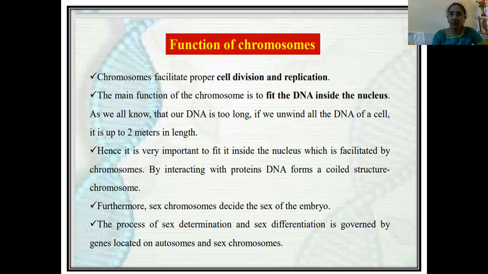What is the function of the chromosome? It is to fit the DNA inside the nucleus. Since these are thread-like structures, the chromosomes help us fit the DNA inside the nucleus of the cell. Because if we unwind any DNA, it will be as long as 2 meters in length. So how do we fit such a long amount of DNA into a particular cell? The chromosomes coil in such a way that it can be fitted inside the cells. Hence, it is very important to fit inside the nucleus, which is facilitated by the chromosomes.